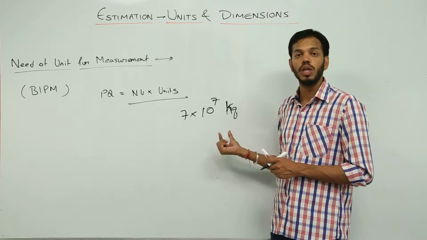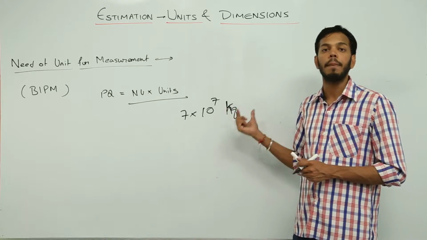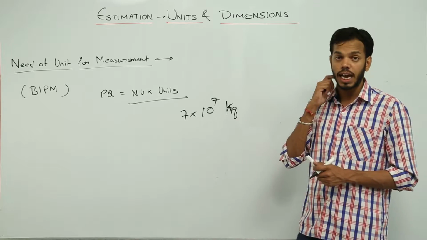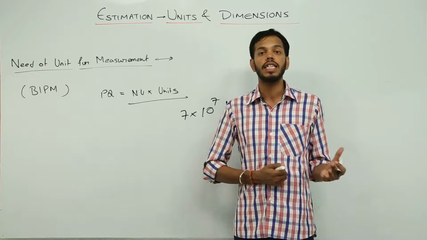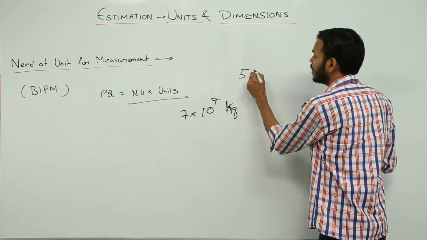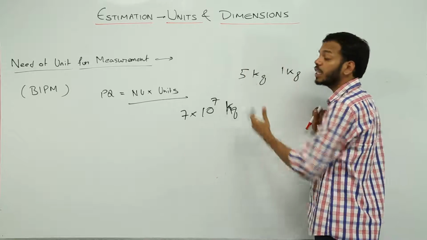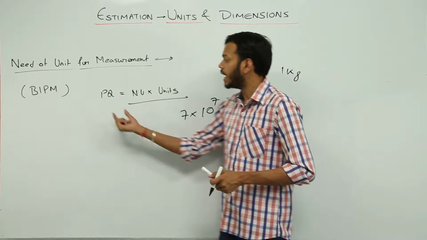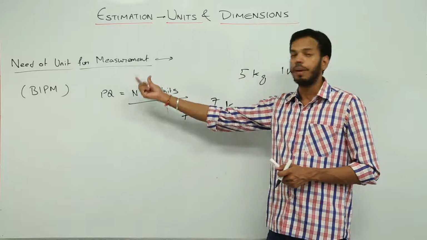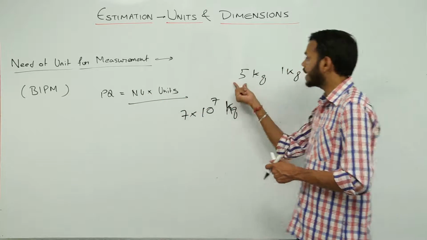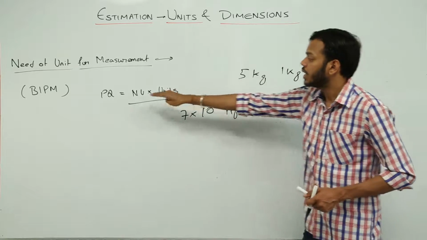So what is kg doing here? Kg is just getting replicated, just getting multiplied. Suppose I have 5 kg and I have 1 kg. What's the difference between 5 kg and 1 kg? The 1 kg got multiplied 5 times in terms of 5 kg. So that is why a physical quantity is just a numerical value times unit.